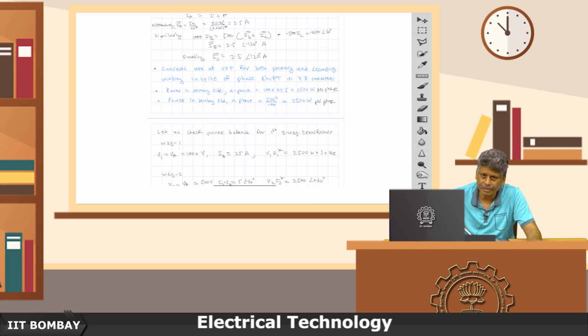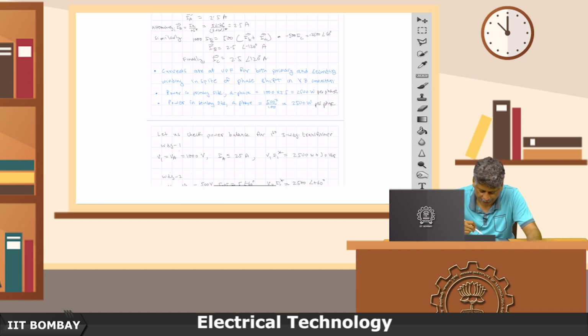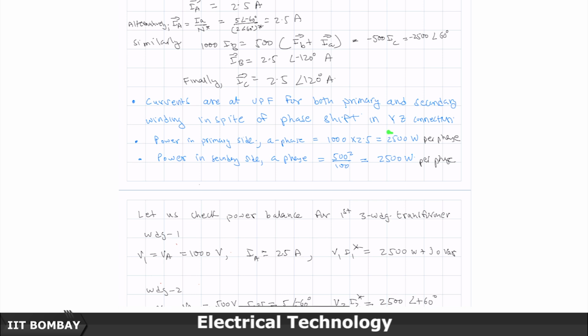Currents are at unity power factor. Let me make some observations. Currents are at unity power factor for both primary and secondary windings in spite of the phase shift in the YZ connection. Power in the primary side A phase winding is 1000 volts into 2.5 amperes, which is 2500 watts per phase. Power in the secondary of the A phase, I have outside terminal voltage as 500 volts, A to neutral, V small a to n is 500 angle minus 60 degrees, and it is connected to a resistor. So, the power it will dissipate is magnitude of Va squared by R, which is 500 squared by 100, which is 2500 watts per phase. So, you can see that the active power balance has actually happened.